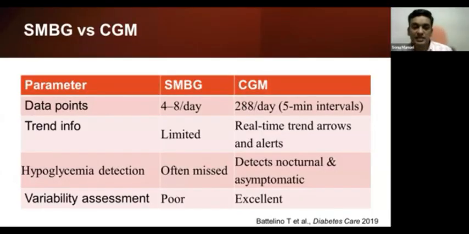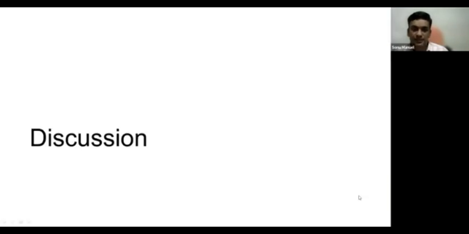Now, SMBG is another thing that we commonly practice, but the issue is that SMBG has only 4 to 8 measurements per day, whereas CGM has around 288 measurements per day if used at 5 minute intervals. Trend information is very limited in SMBG, whereas CGM has real-time trend arrows and alerts. Hypoglycemia detection, SMBG might miss, whereas CGM can detect nocturnal and asymptomatic hypoglycemias. And variability assessment is poor in SMBG, whereas it is excellent while using a CGM.